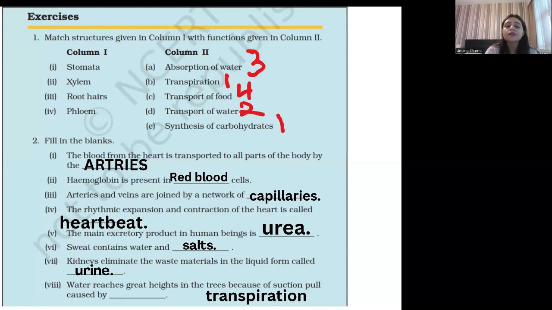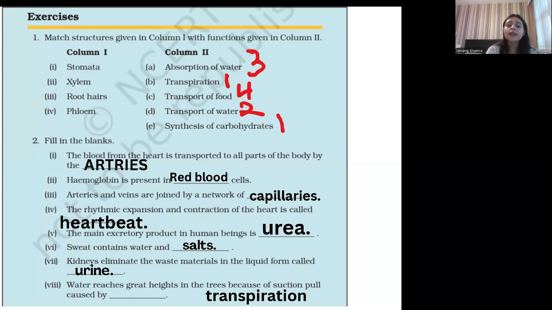Now we are going to discuss the major questions, the questions which have not been discussed in the notes, the NCERT questions. So the first question is match the structures. You can easily do it: stomata, the synthesis of carbohydrates, obviously; xylem, which helps in transportation of water; root hairs, which help in the absorption of water; phloem, as the name suggests, transportation of food.